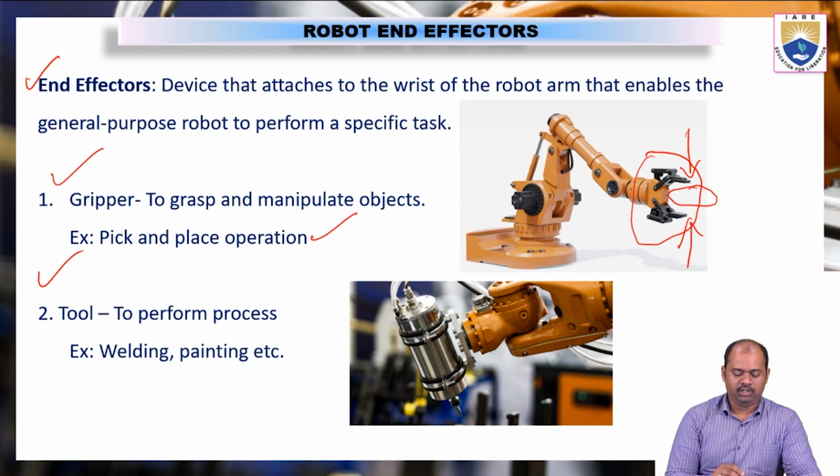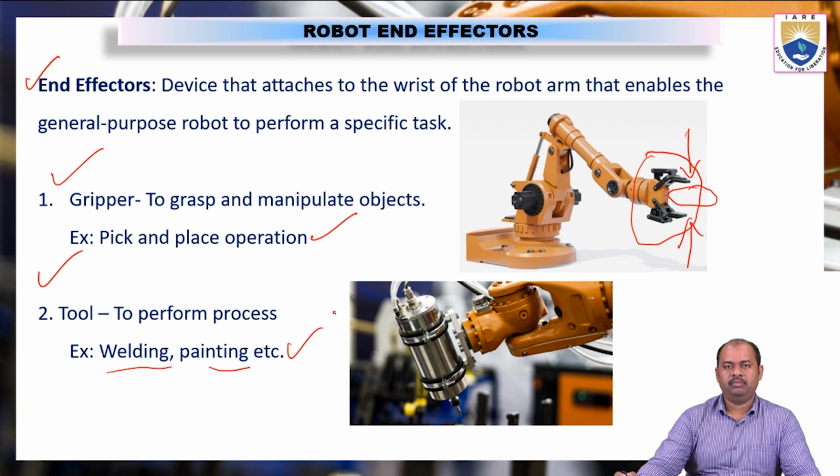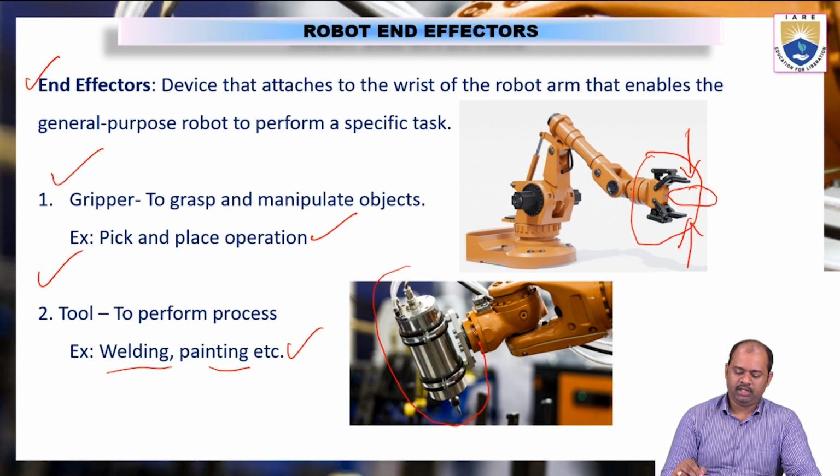And then the second type is the tool. The tools are mainly used for different operations like welding, painting, machining, etc. These are the different operations that can be done by multiple tools. In the second picture we can see there is a machining element attached to the end effector of the robot. This machining element is called a drilling machine. It can drill holes in the body parts of automobiles or mechanical elements.